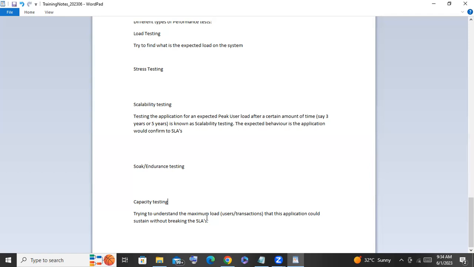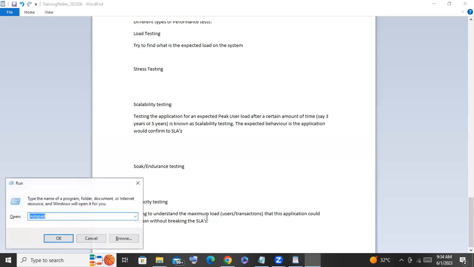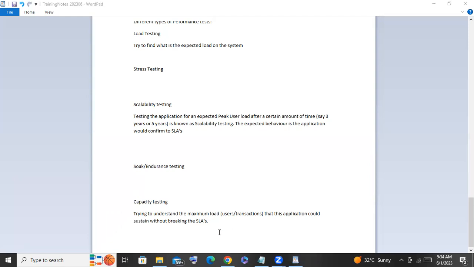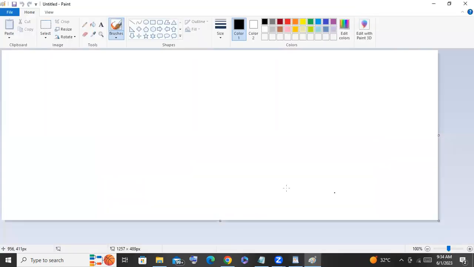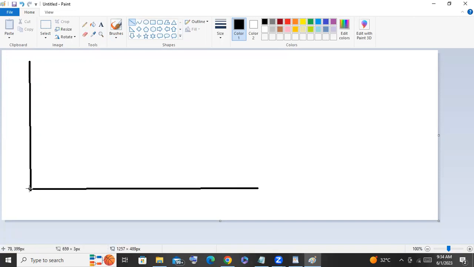Sir, I have one question, sir. Please. How to determine the maximum capacity in this capacity testing? Yeah. So what we would do is we would keep increasing the user load. Very good question. I wanted somebody to ask that. Great. Okay. So what we would do is continuously keep increasing the users or transactions.